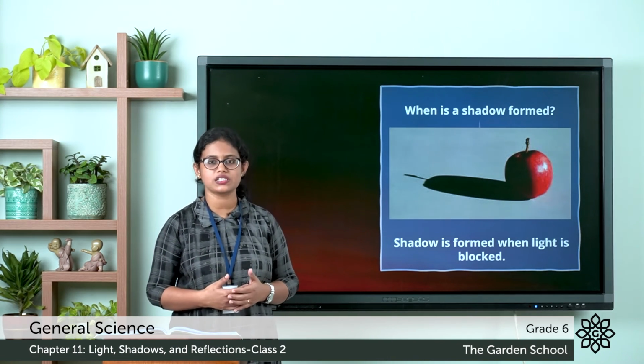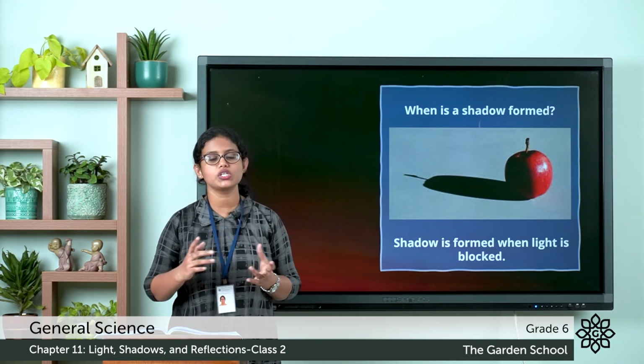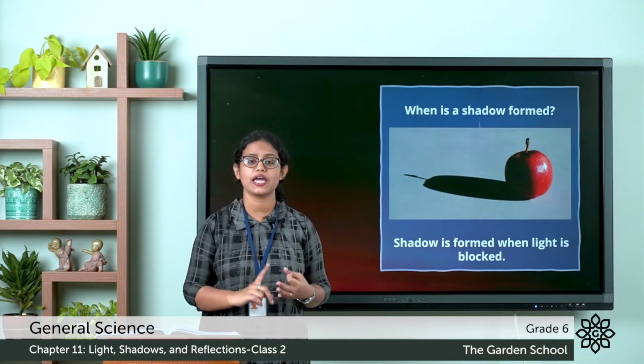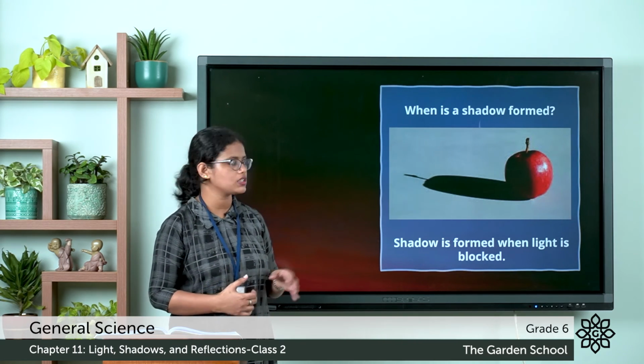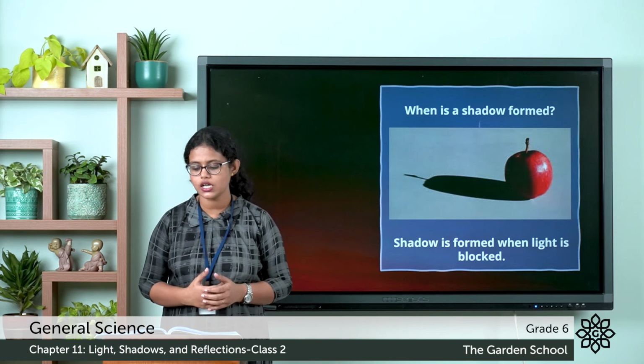In this class, we discussed objects and their shadows. Objects can be classified as transparent, translucent and opaque objects. And then we discussed when a shadow is formed. Shadow is formed when the light gets blocked.